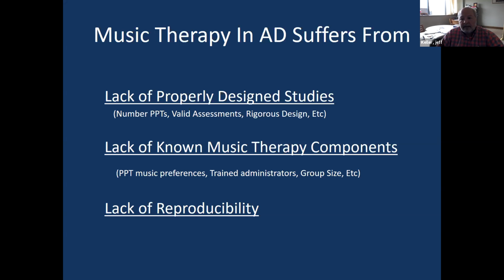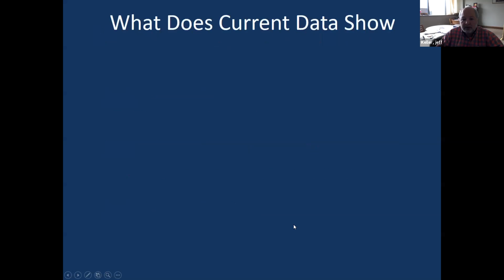There's also an important role for personalization. So you need to have the participants' music preferences incorporated within the therapy that is administered. You need to have people that are trained. It doesn't require an extensive music degree, but there is an aspect of training that is important for the consistency of music therapy administration. Group size seems to be important. Groups can be too small or too big. Four to eight seems to be the sweet spot in terms of the number of people with dementia per music therapy session. And we need more reproducibility of the studies to ultimately get evidence-based approaches.